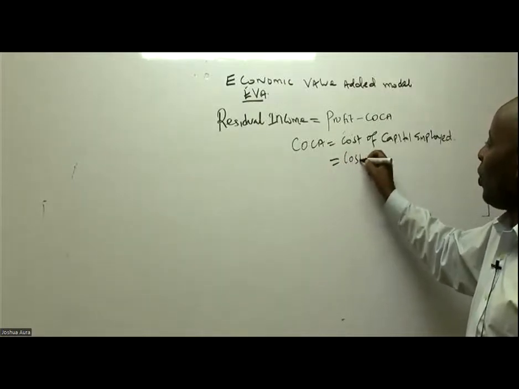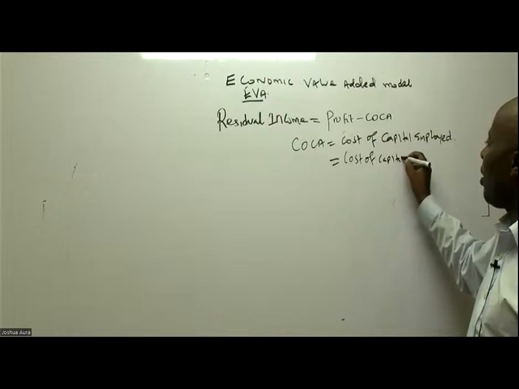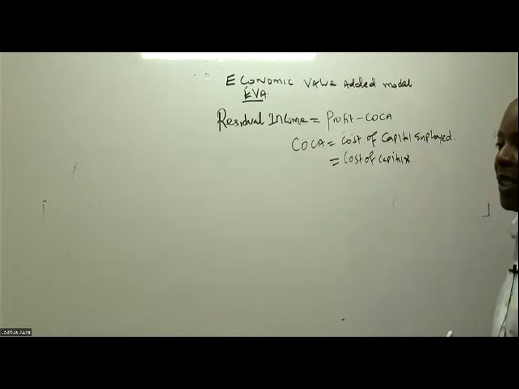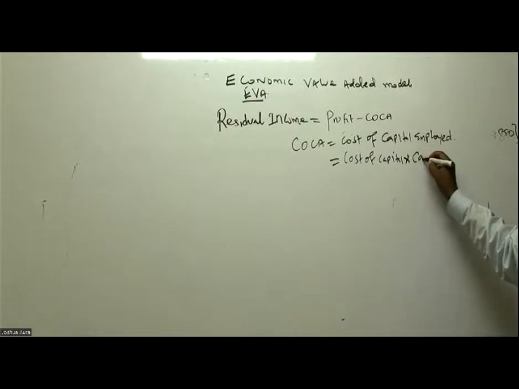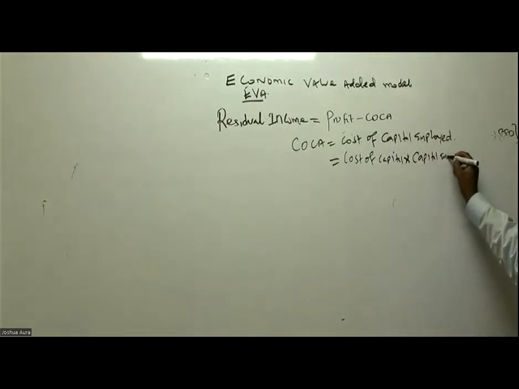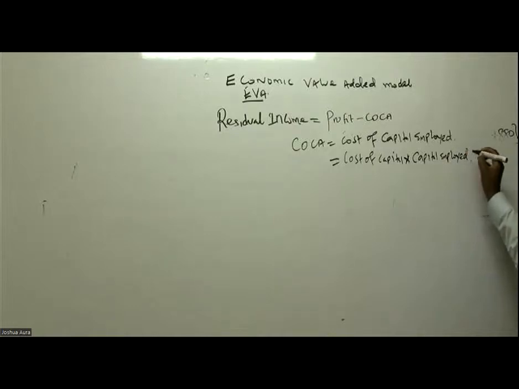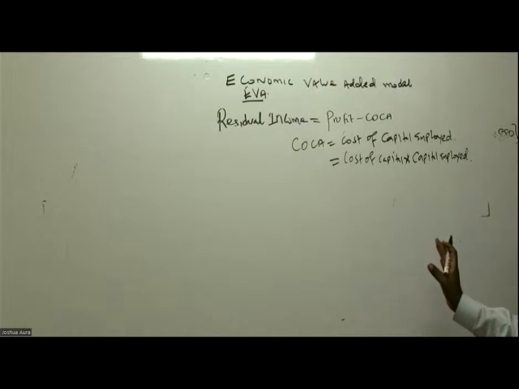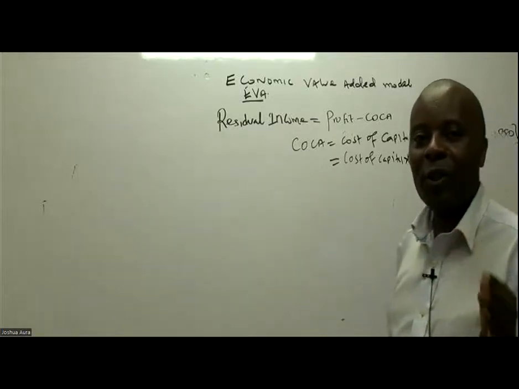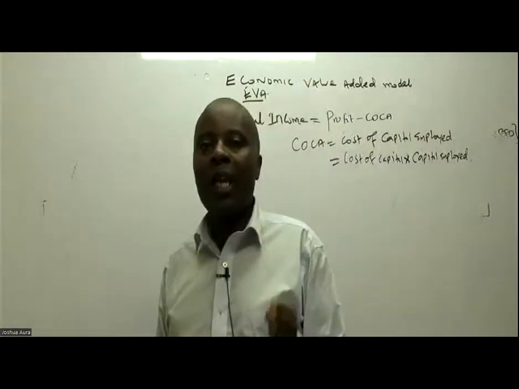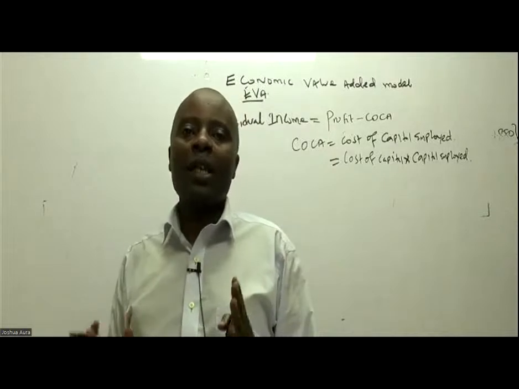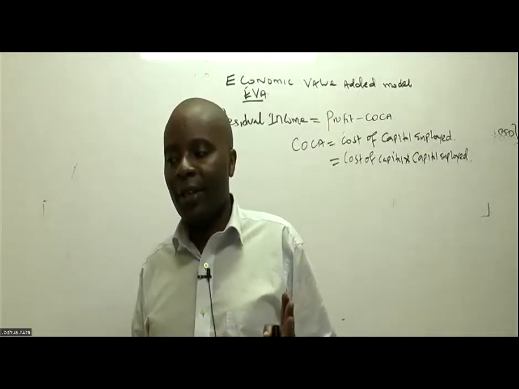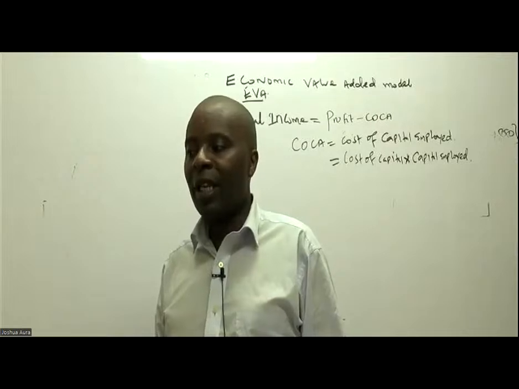At times, the examiner will give you the cost of capital times the capital that was employed, capital employed at the beginning of the year. Because we look at how much capital was employed at the beginning of the year, and this capital was able to deliver what result in the form of profit, right? So it is cost of capital times capital employed.